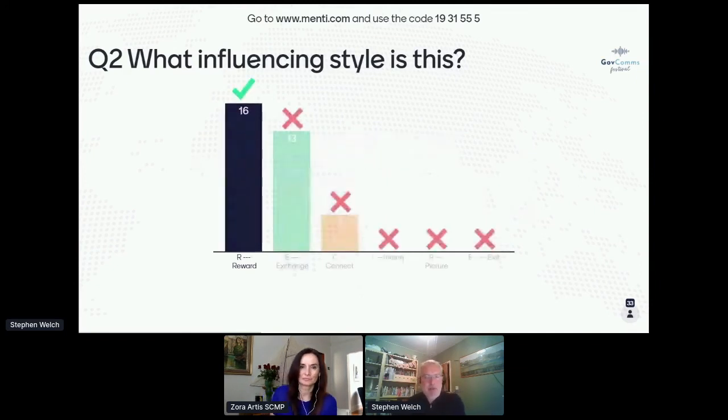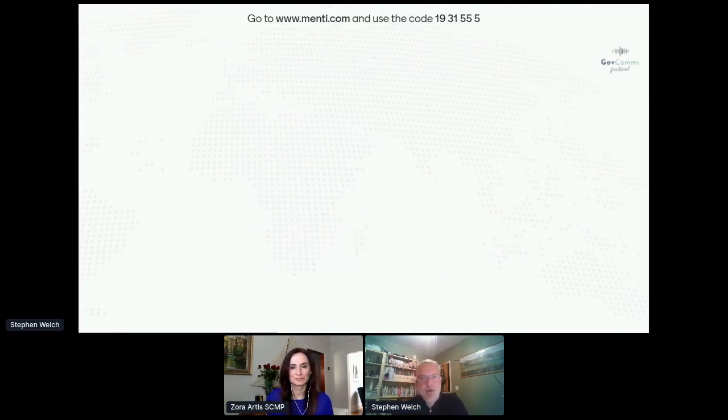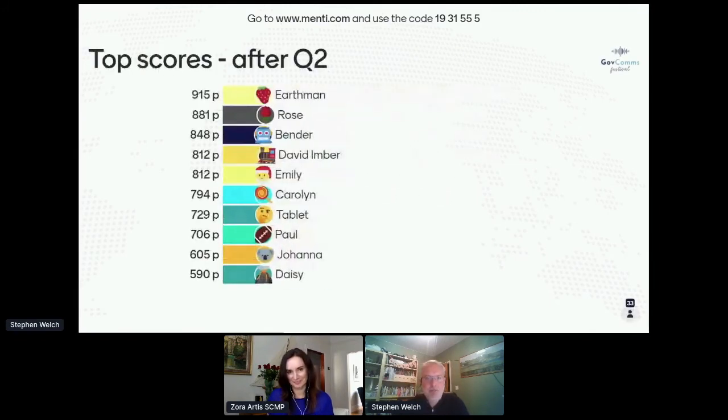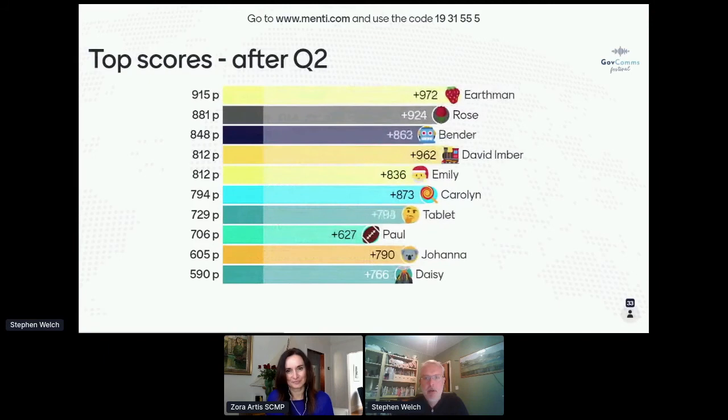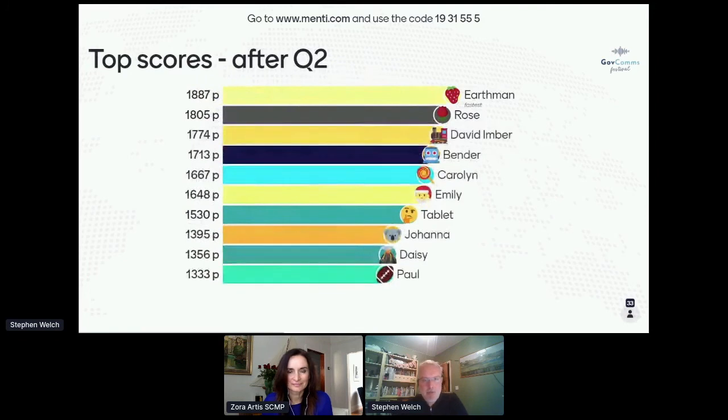Okay, a bit of a split vote here. 13 of you went for exchange, which is a fair case, but I think in this situation, it's reward. And maybe I'm a little bit biased because I know the situation a bit more because it's from the UK. But this was basically the government giving out free money as part of the furlough scheme to ensure that people didn't suffer during coronavirus. So the 16 of you who picked reward, you get some extra points. And we can see now that Earthman is leading the table.